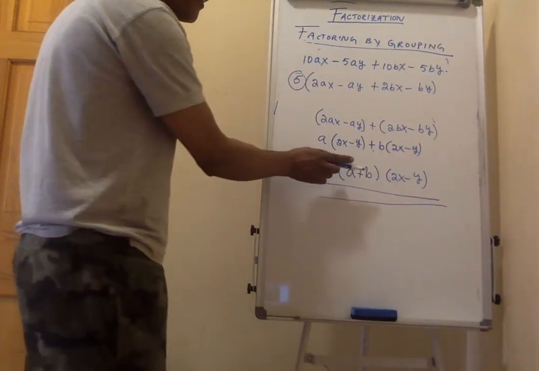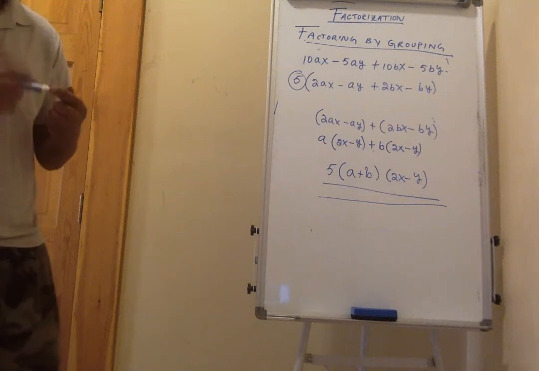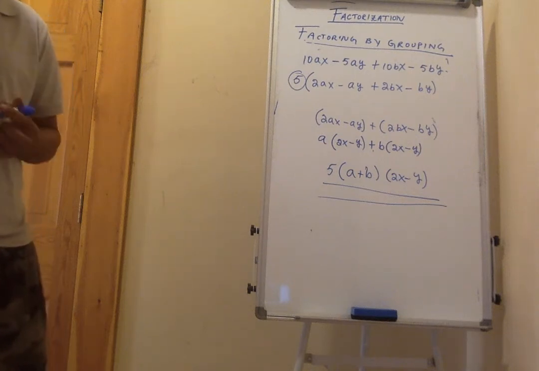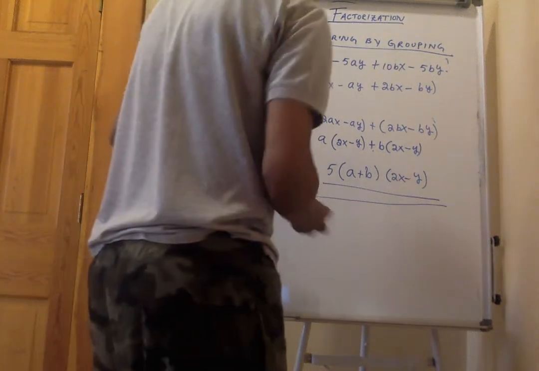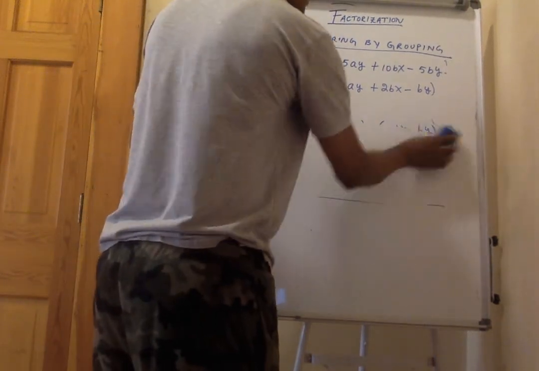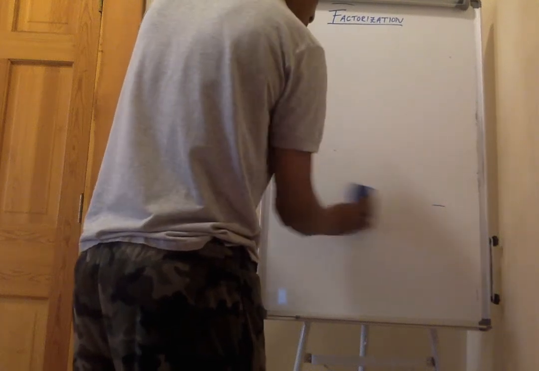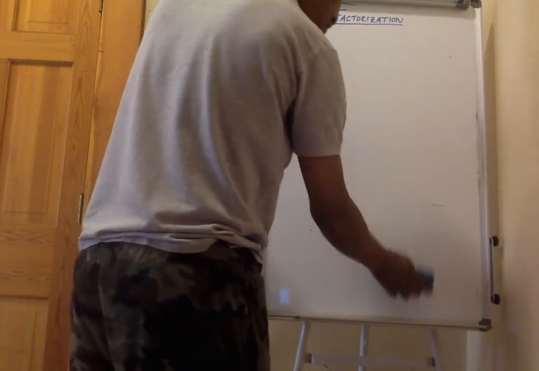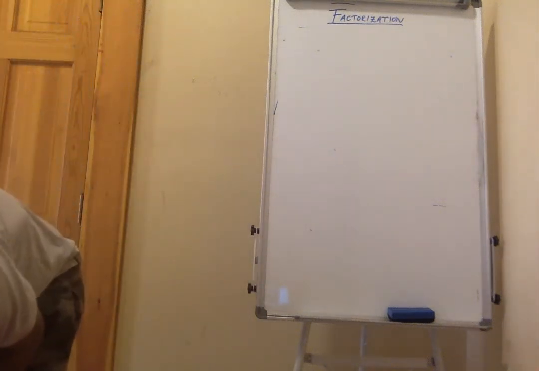Meaning, if you FOIL this and multiply it by 5, then you're going to end up with our original expression. So one more item before we close this session, which I forgot to mention when we did the greatest common factor.